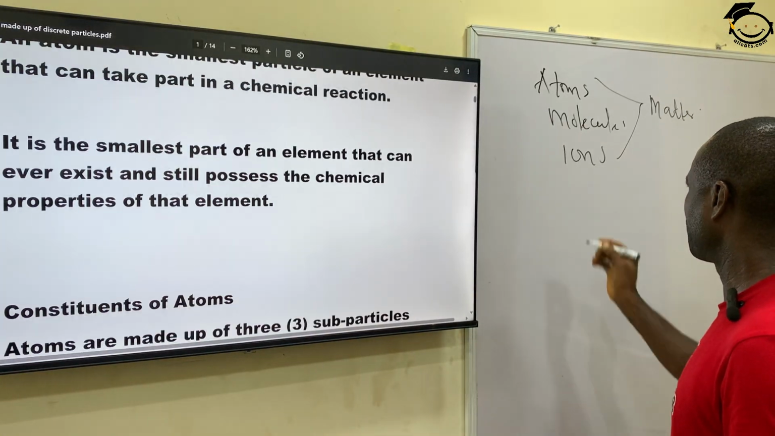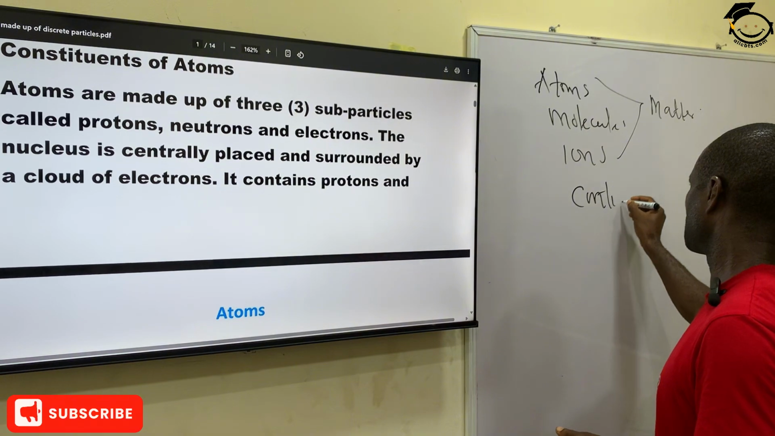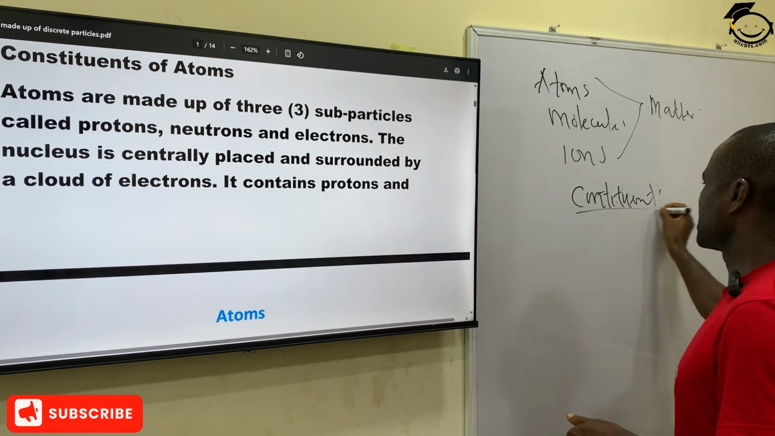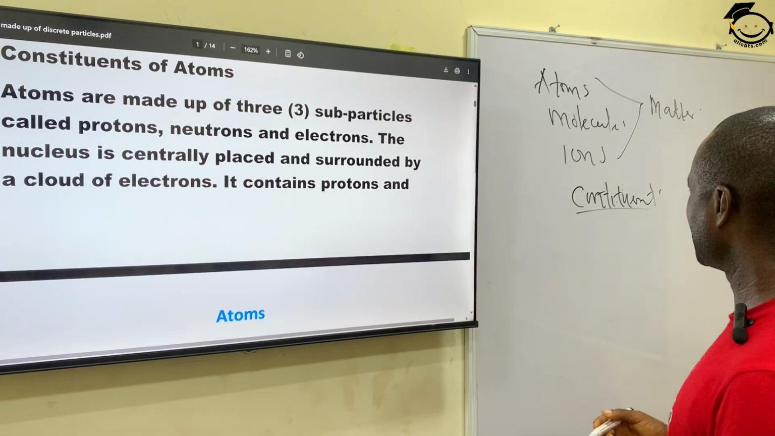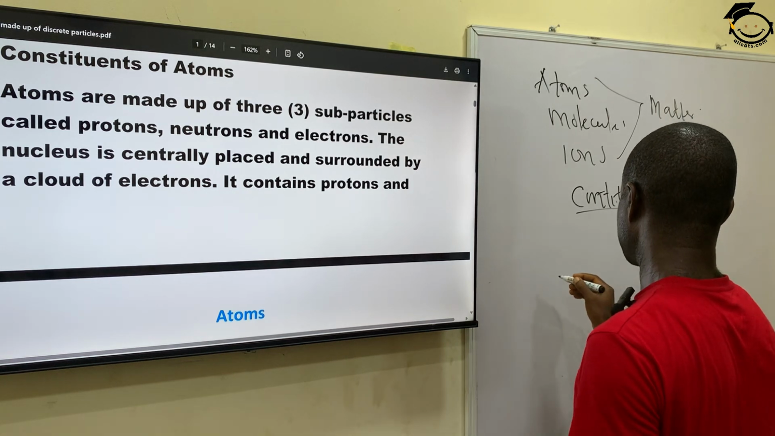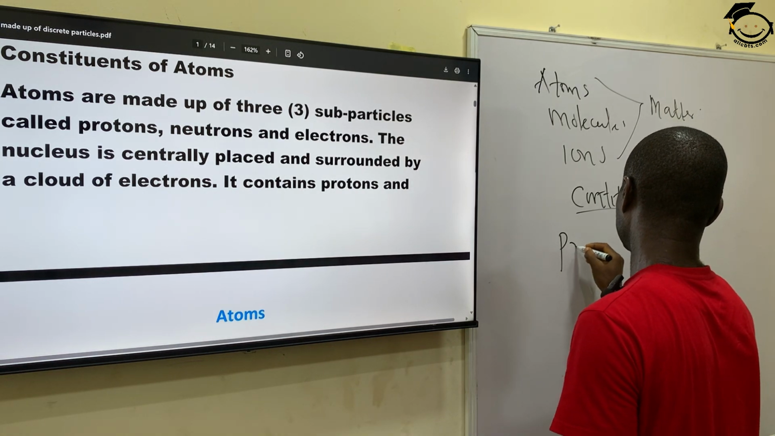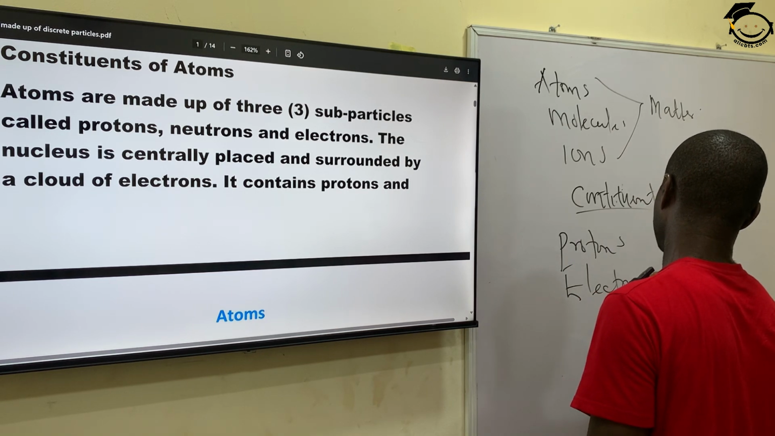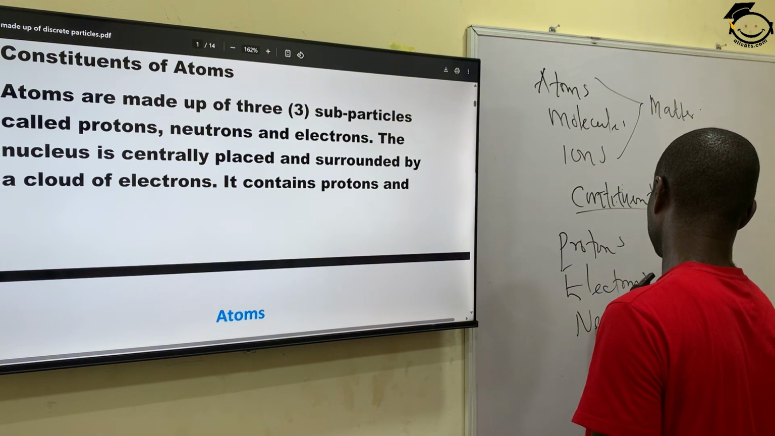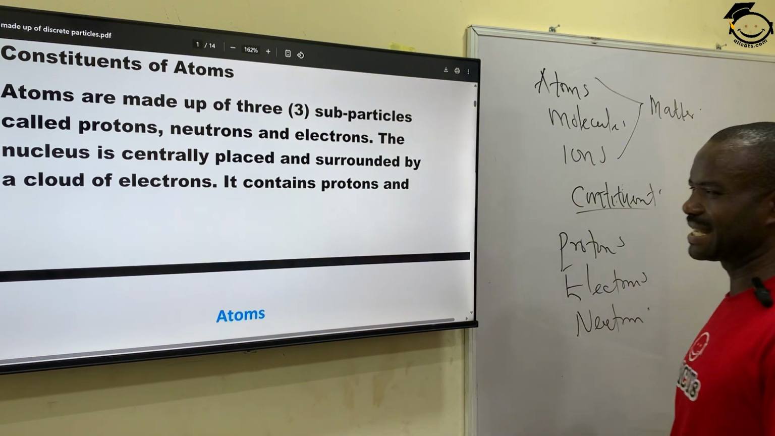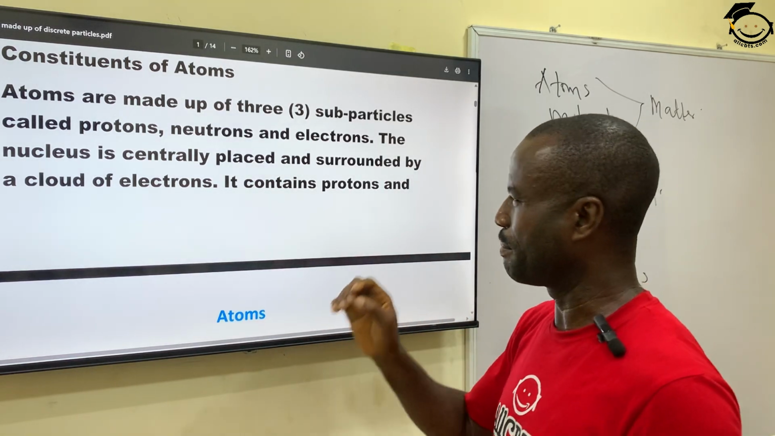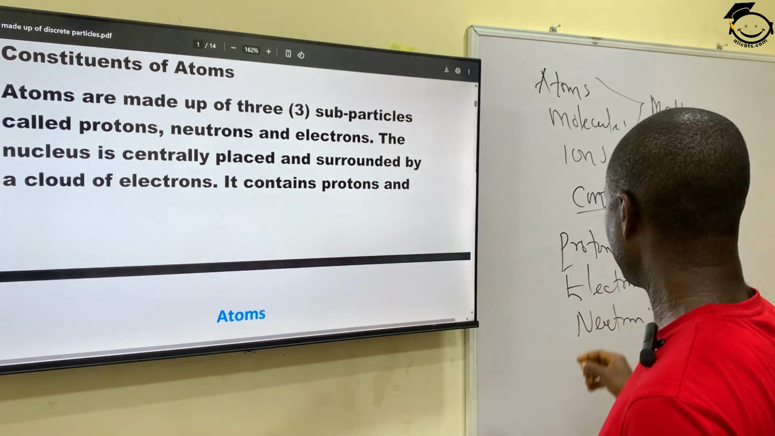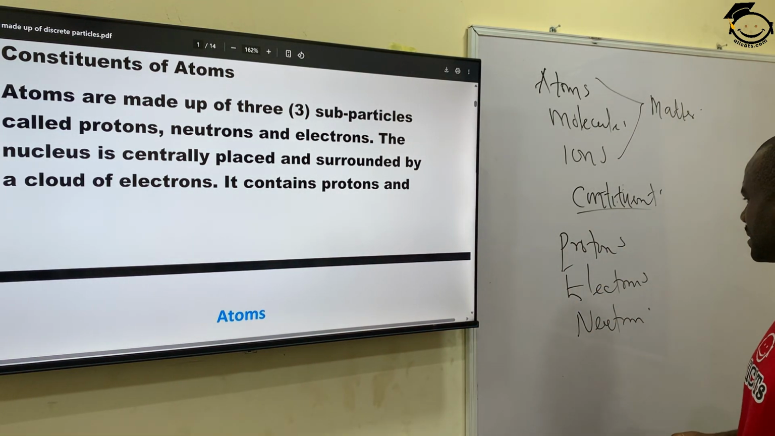So, constituents of an atom. When we say constituents of an atom, we say what are atoms made of? Atoms basically are made up of three subparticles. We call them protons, electrons, and neutrons. These are the three subparticles of an atom, meaning an atom can be classified into three particles: the protons, electrons, and neutrons.